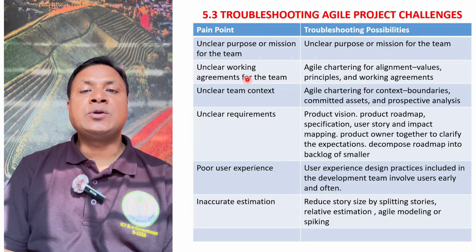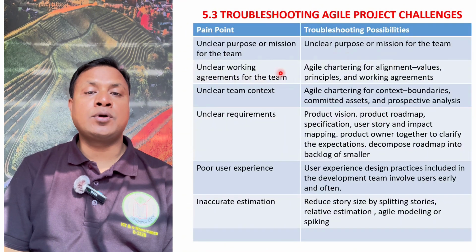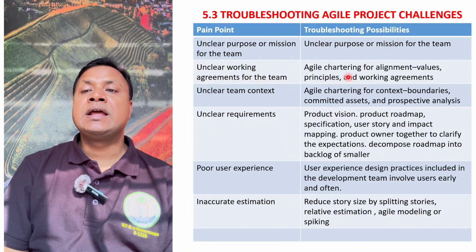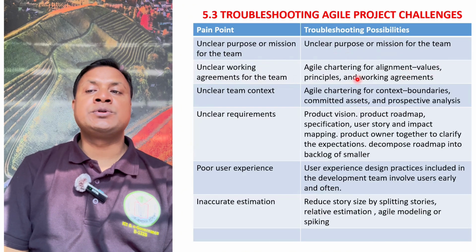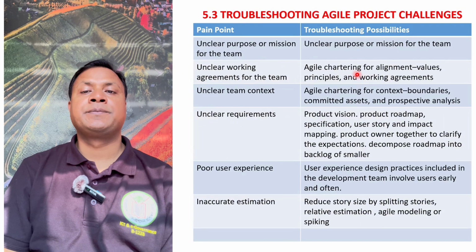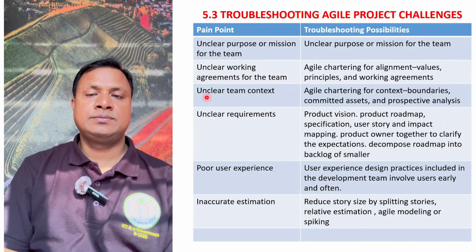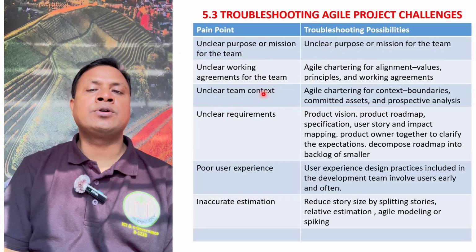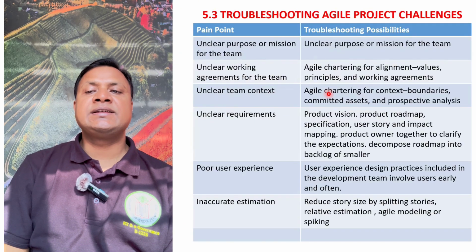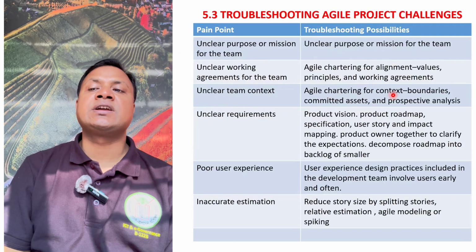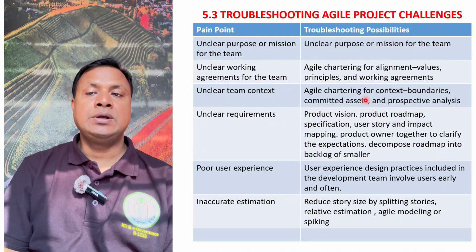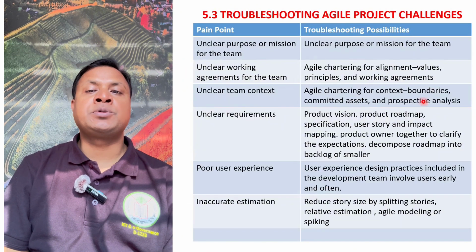If you have unclear working agreements for the team, this is a problem. In that case, you should do agile chartering for alignment, values, principles, and working agreements. If you have unclear team context, your team does not have a clear context. In that case, you should do agile chartering for context boundaries. You need to have committed assets and you need to have prospective analysis.